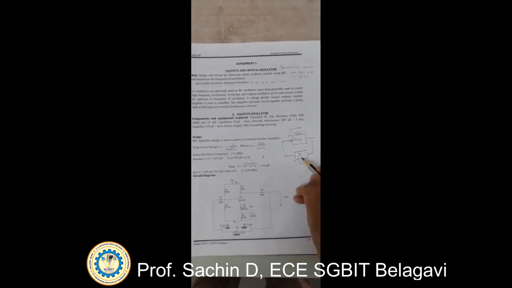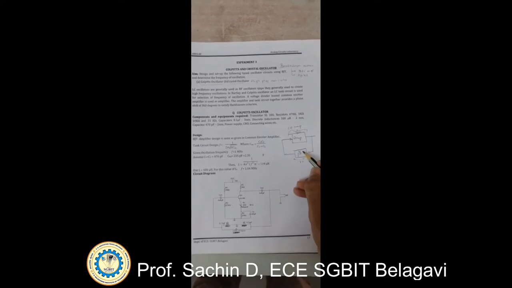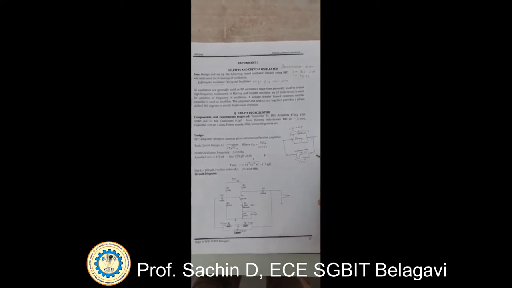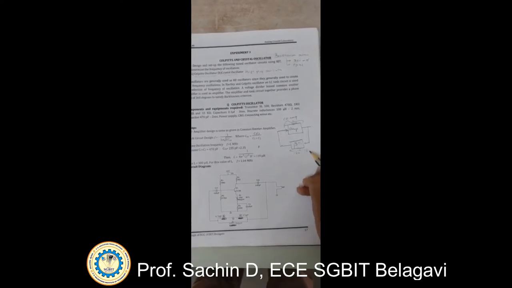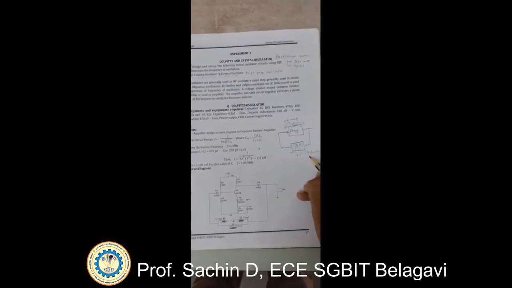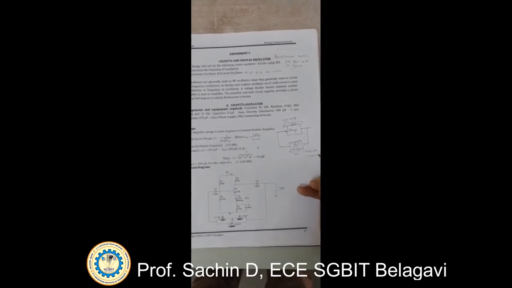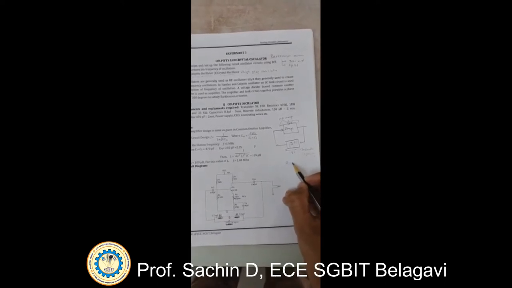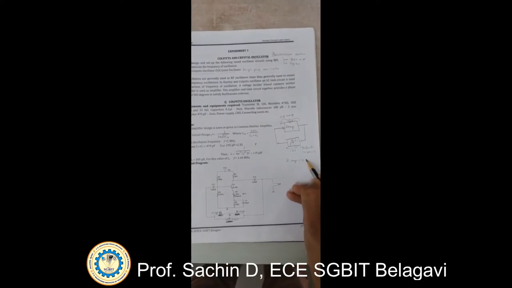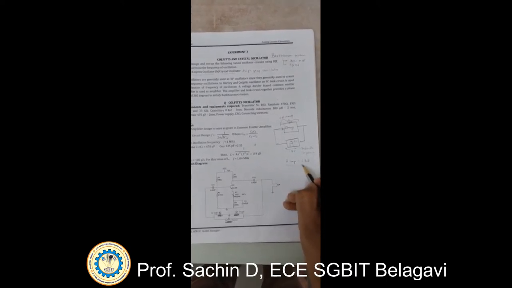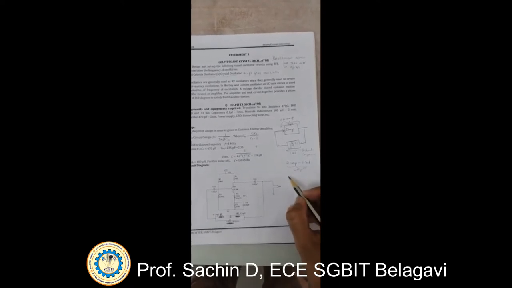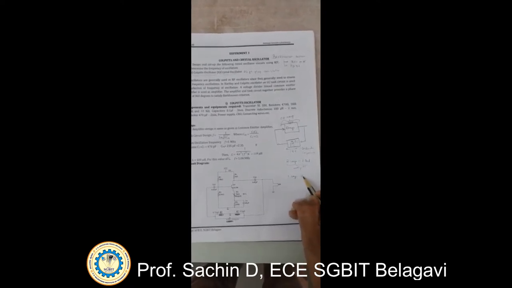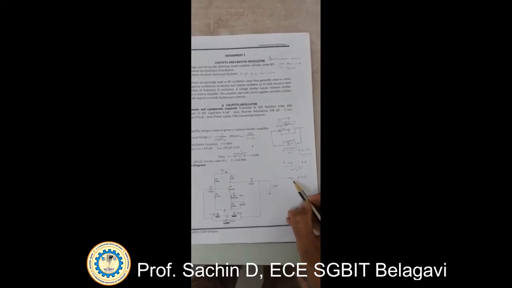In a low frequency oscillator, in the feedback network we use resistors and capacitors, whereas for high frequency oscillators we use inductors and capacitors. In the tank circuit, if I use two capacitors and one inductor, then that will be your Colpitts oscillator. Whereas if I use one capacitor and two inductors in a tank circuit, that gives the Hartley oscillator.